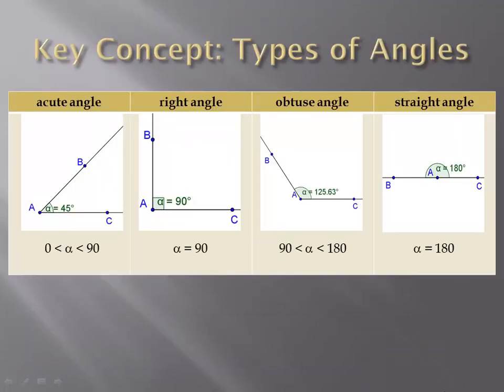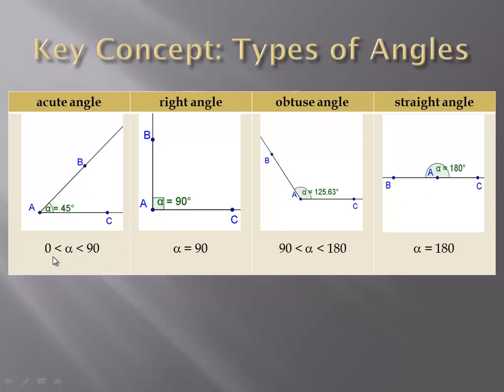The key concept next is types of angles. We have 4 different kinds. We have the acute angle, the right angle, the obtuse angle, and the straight angle. Here's the description, the diagram or picture of each one, and with a statement below it.